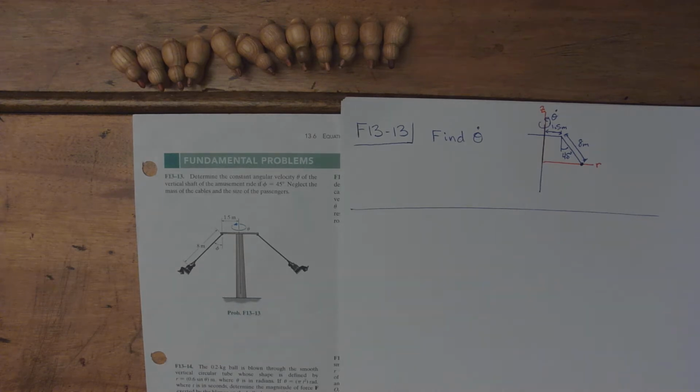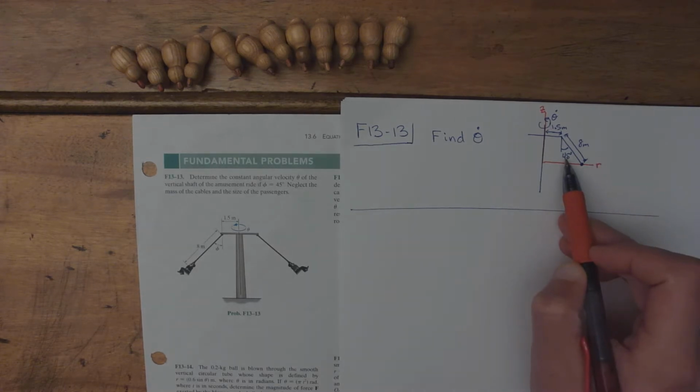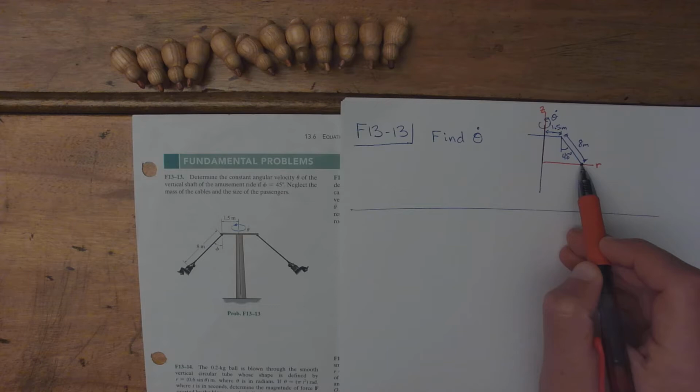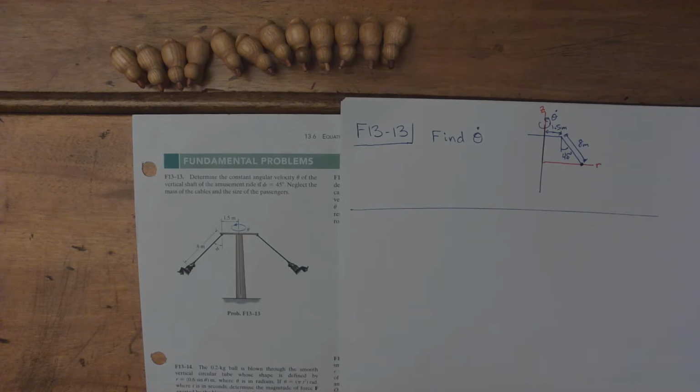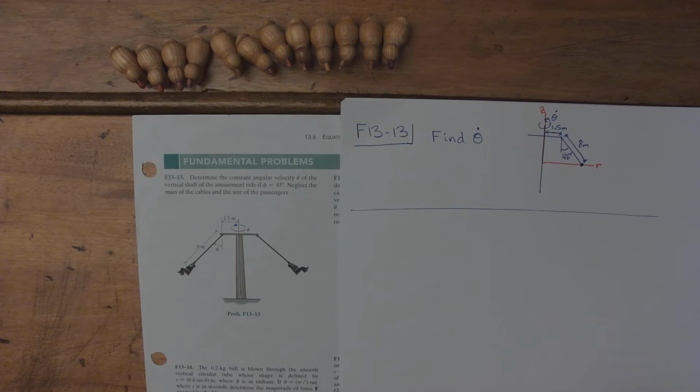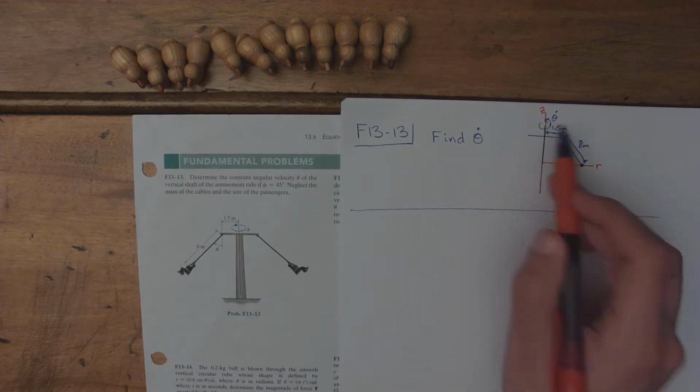This is fundamental problem 13 from chapter 13. We want to determine the constant angular velocity theta dot of the vertical shaft if the angle phi is 45 degrees. We are to neglect the mass of the cables and the size of the passenger. So I have a passenger here, that's this passenger here. This distance is 8 meters and this distance is 1.5 meters, as you can see from the diagram. And we have theta dot here.